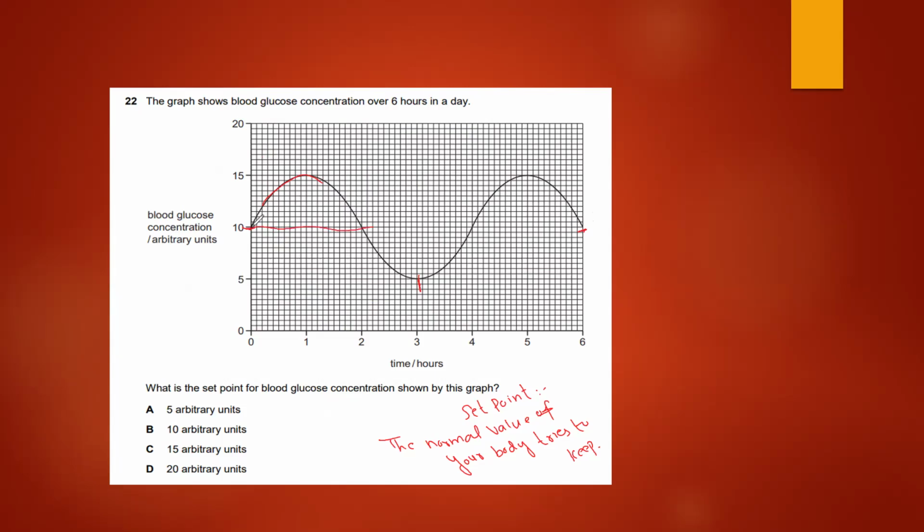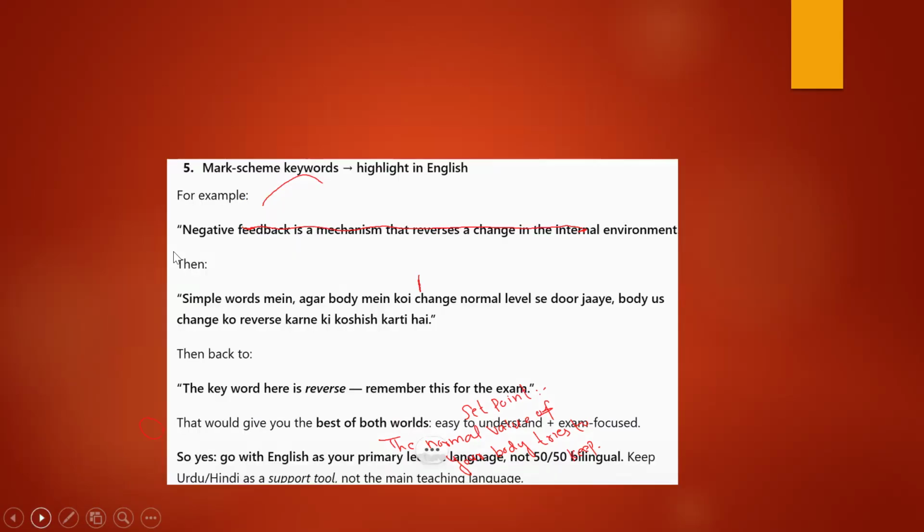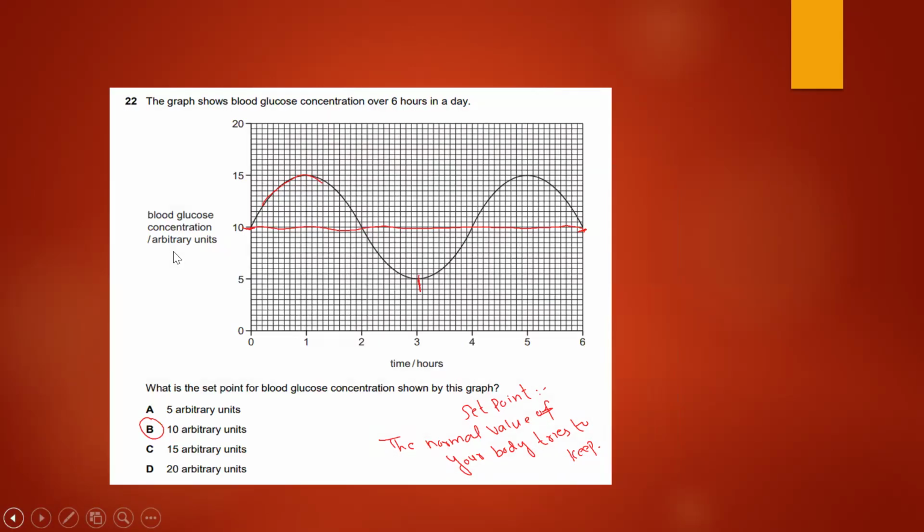Take a close look over there. It reaches and stops there. So it means this is actually the set point, at which it stopped increasing or decreasing. So this is the correct answer. The 10 arbitrary units is the set point of the glucose concentration. I hope you understand this past paper question. All right, so this is all about the glucose concentration.